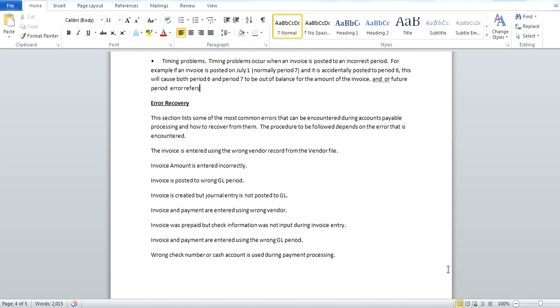And then just some of the more common errors that can be encountered. This says, for accounts payable specifically, that's just the example that I pulled that I wanted to talk about, the invoice is entered using the wrong vendor record from the vendor file. Sometimes where your invoices are being posted could be an issue. If you're running a company with multi-segments, for example, you could be posting to the wrong segment, so that is definitely a problem. Invoice amounts could be entered incorrectly. Invoices might have been posted to the wrong GL accounts.